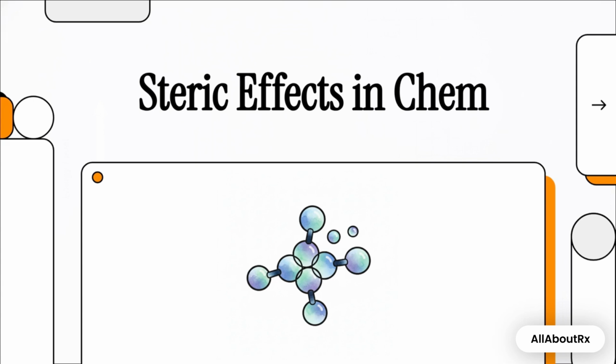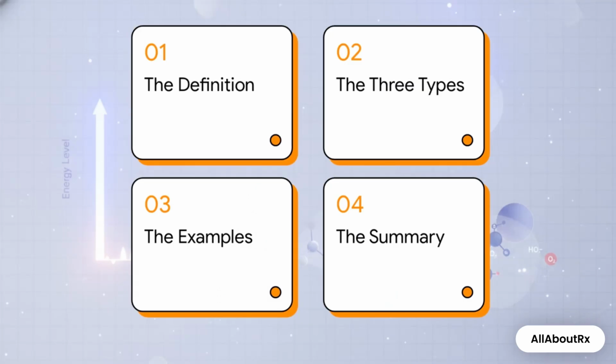Let's break it down. Okay, here's our quick roadmap for today's session. First up, the definition. Then we'll look at the three types of steric effects, run through some high-yield examples, and wrap it all up with a quick summary.